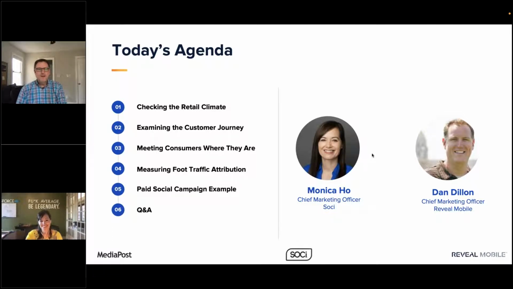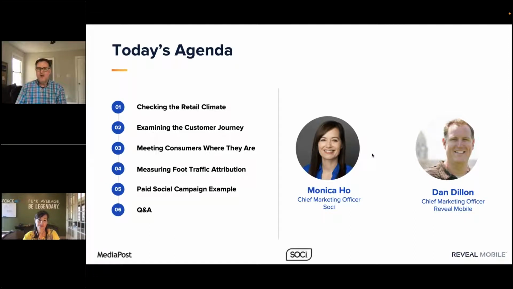So we're going to talk all about the retail climate. We're going to talk about the consumer journey. And importantly, we're going to talk about meeting consumers where they are, both emotionally and, frankly, physically, of course, because we know in-store shopping is paramount here in this discussion. And then we're going to talk about all the ways you can measure foot traffic attribution in the context of paid social, which is famously difficult, right?